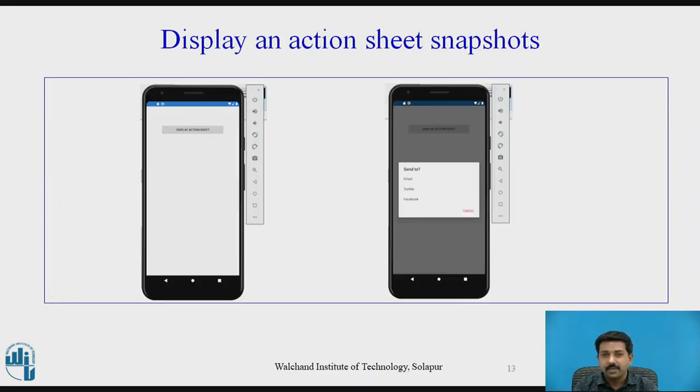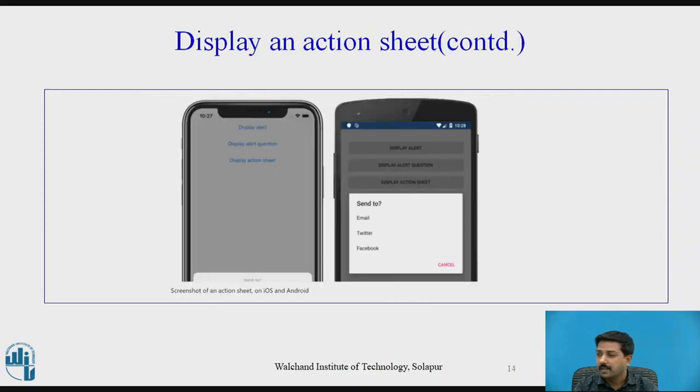So this is a snapshot of the display action sheet example. In the first snapshot, you see the Display Action Sheet button. When you click on that button, you will see the message "Send to", Email, Twitter, Facebook, and then Cancel. So in the second snapshot, there is a display action sheet alert box: Send to, Email, Twitter, Facebook, and Cancel. This is the difference between the screenshots on iOS and Android. The first one is for iOS and the second one is for Android.